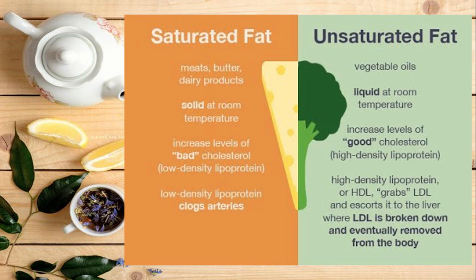Saturated fat: meats, butter, dairy products, as I told you, the cheese, dalda, chocolate, nuts, etc. From here we can collect the saturated fat, whereas unsaturated fat comes from vegetable oil: soybean oil, sunflower oil, corn oil, sesame oil, etc. Saturated fat is solid at room temperature, but unsaturated fat is liquid at room temperature.